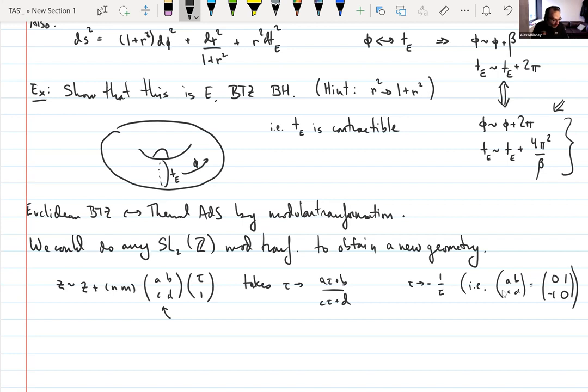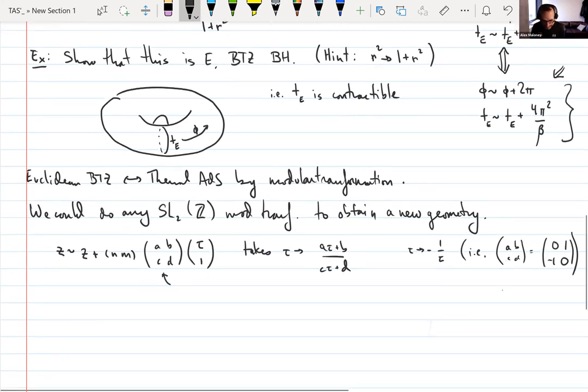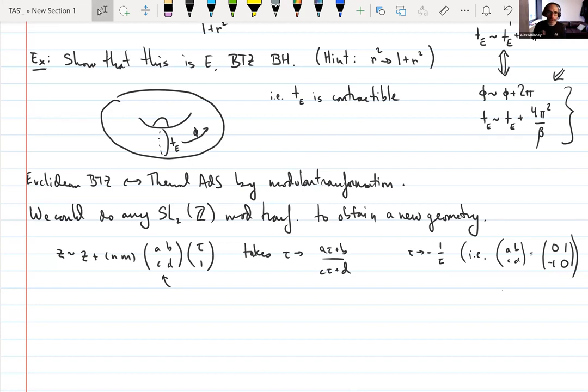So in particular, what we see is that there are an infinite number of possible geometries that we can construct that are obtained by doing a coordinate transformation that mixes up the space and the time directions. The Euclidean circle that defines the angular coordinate and the Euclidean time circle. Okay.